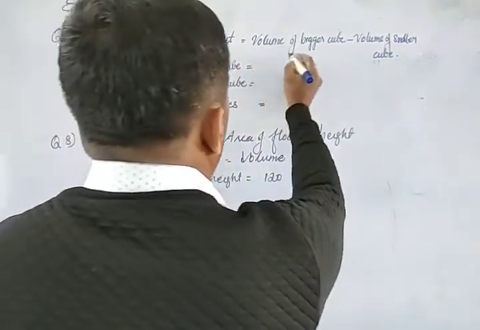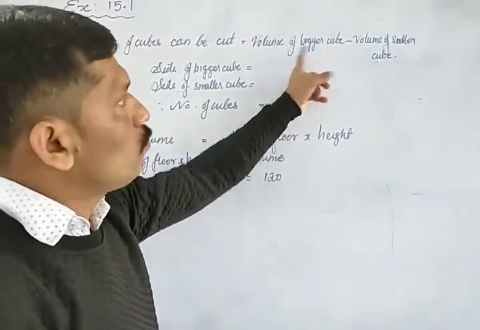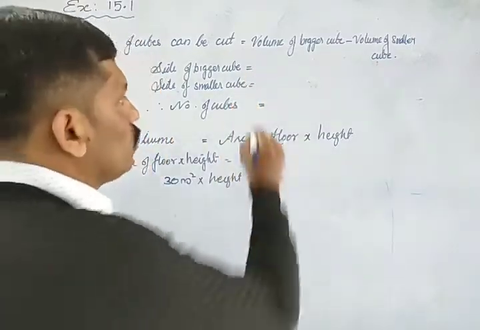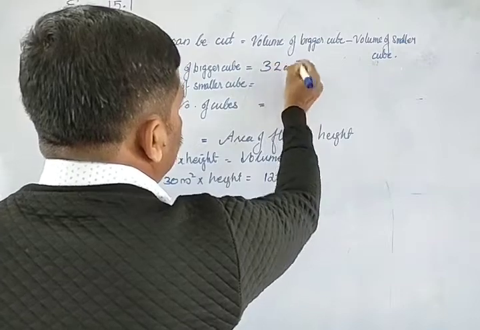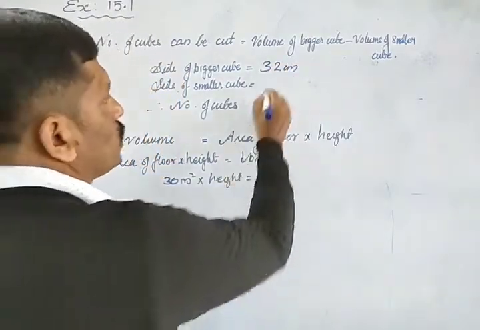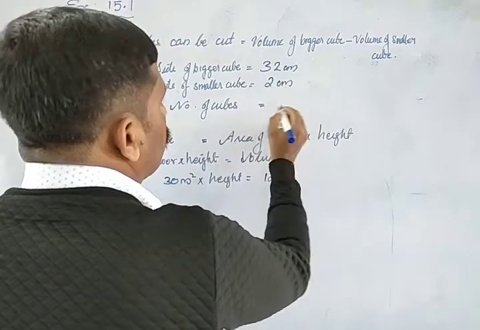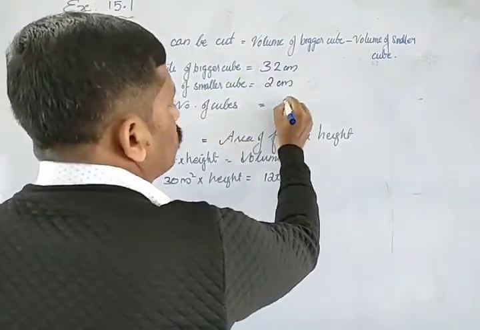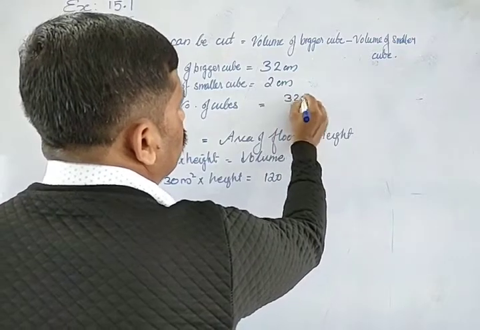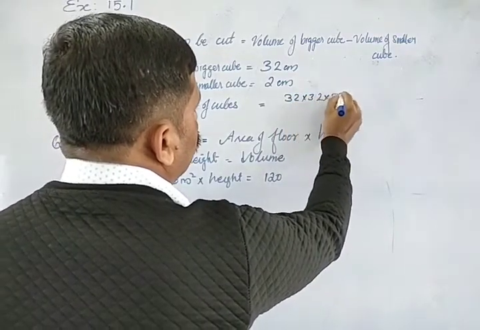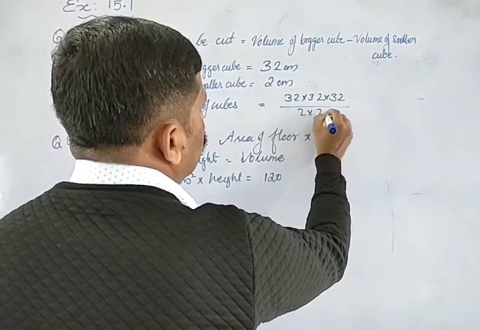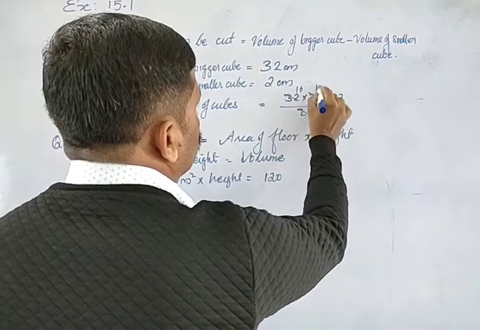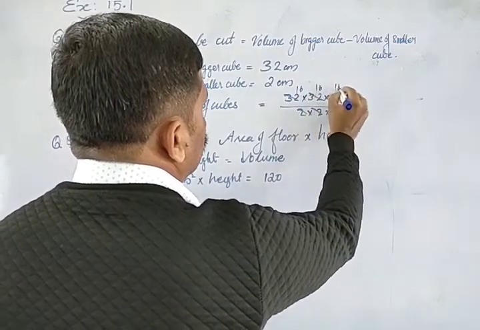Number of cubes that can be cut is equal to volume of bigger cube divided by volume of smaller cube. The side of the bigger cube is equal to 32 centimeter and the side of the smaller cube is equal to 2 centimeter. So number of cubes that can be cut out is equal to volume of bigger cube, that means side cube, 32 into 32 into 32 divided by 2 into 2 into 2. Here we can cut 16. Here also 16. And here also 16.